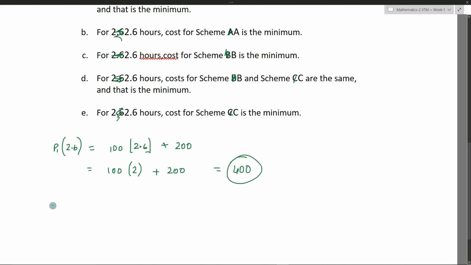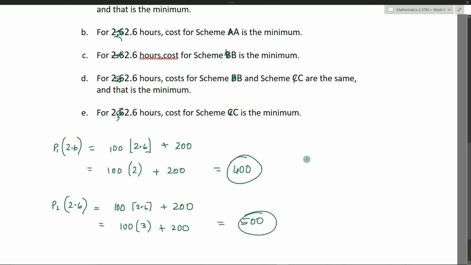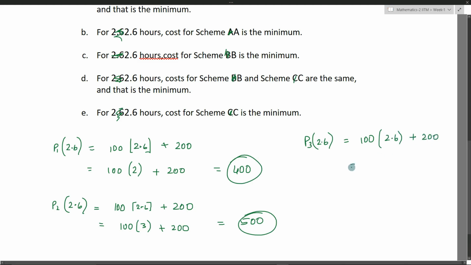For the second scheme, P2 of 2.6, I have 100 times ceiling of 2.6 plus 200. This is 100 times 3 plus 200, that is 500. And for the next scheme, P3 of 2.6 is equal to 100 times 2.6 plus 200, that is 260 plus 200, which is equal to 460.